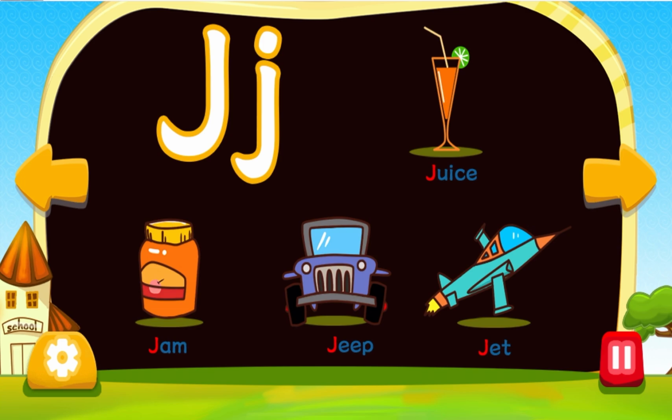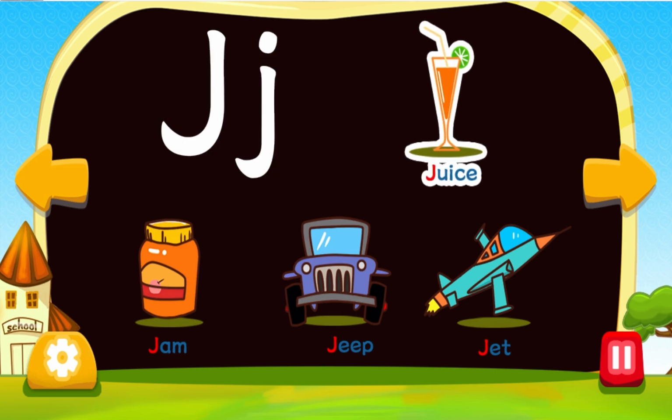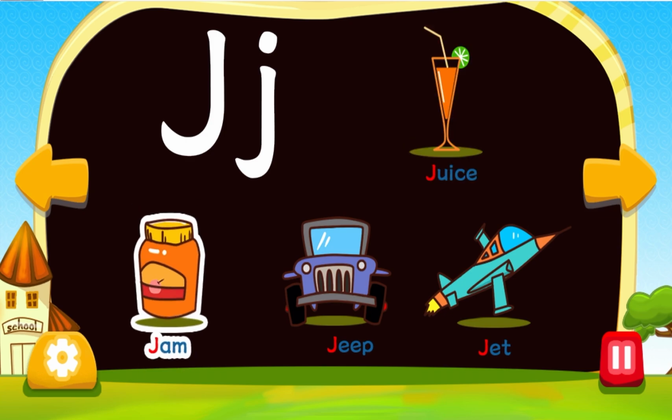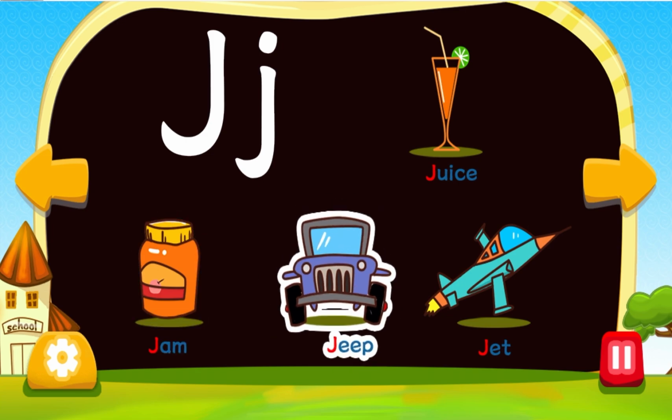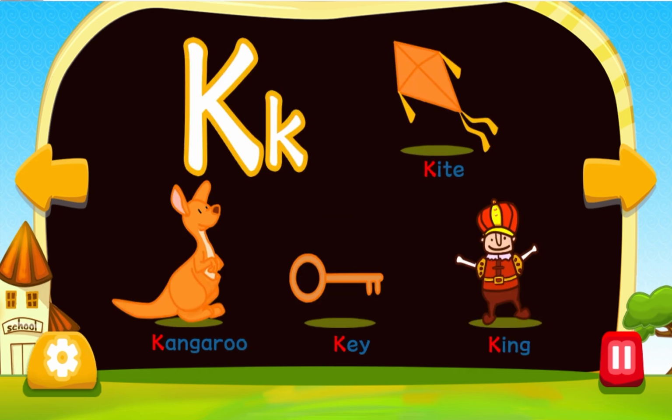This is the letter J. Sound of the letter J. J. Point and say. J, j, juice. J, j, jam. J, j, jeep. J, j, jet.